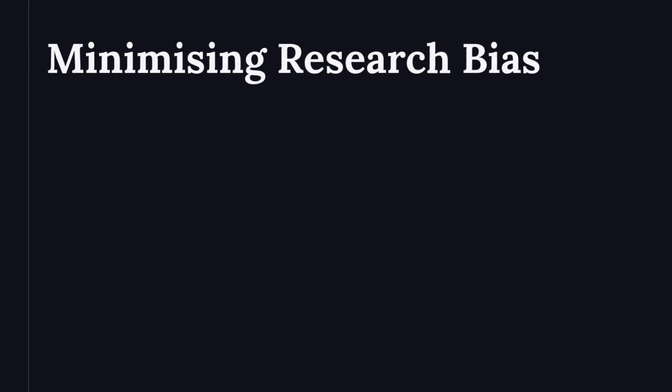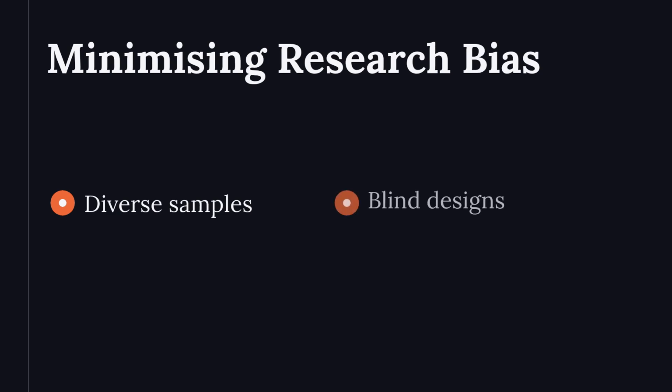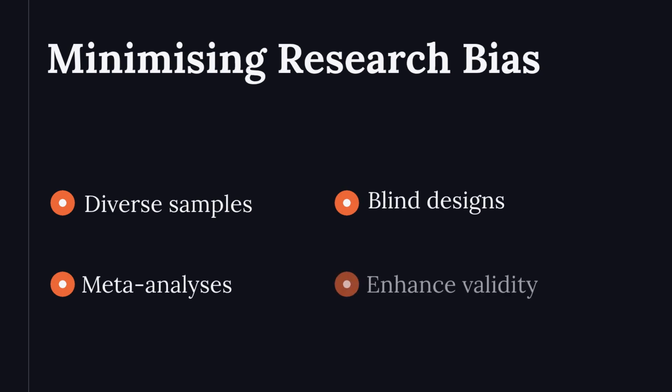Minimizing bias involves diverse samples and blind designs. Meta-analyses help synthesize data. These strategies enhance research validity. Ethical conduct requires unbiased studies. Researchers must prioritize these methods.